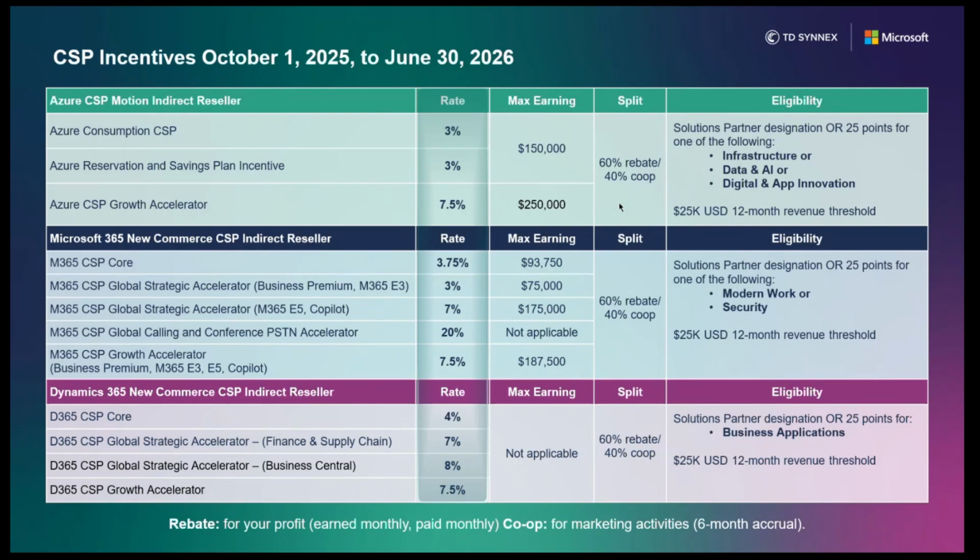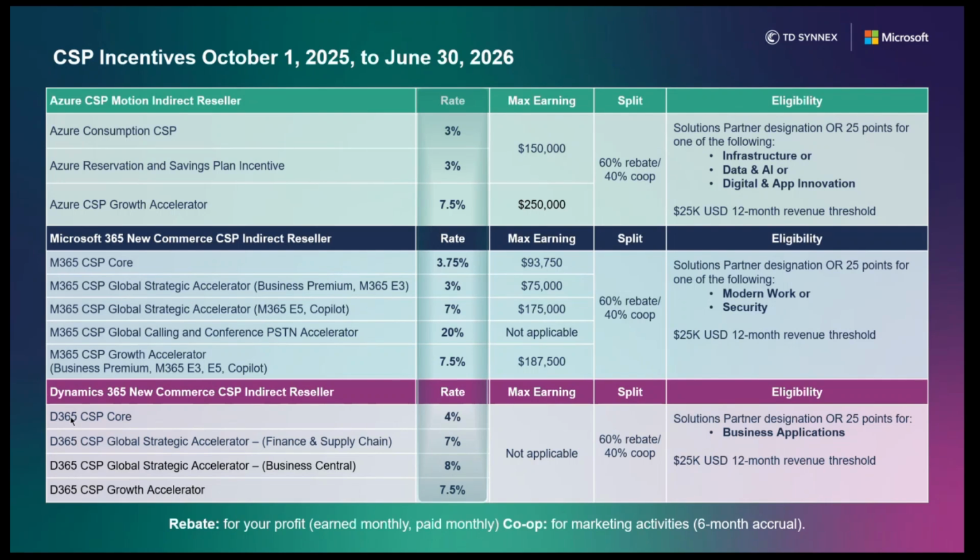So for Modern Work, your eligibility is going to be either the Modern Work designation or the security designation. It does not matter if that is SMB or enterprise. If you do not have one of those designations, then 25 points in one of those scorecards. And again, it doesn't matter if it is Modern Work SMB or Enterprise, Security SMB or Security Enterprise.